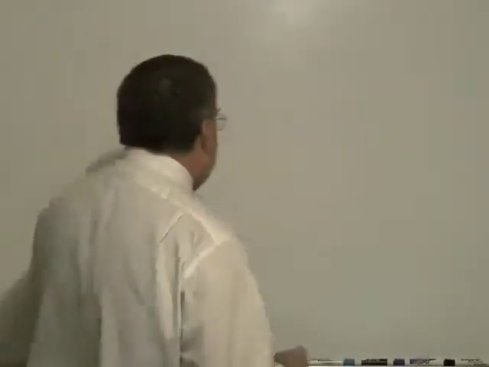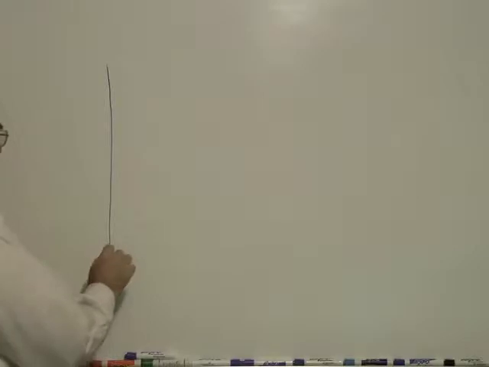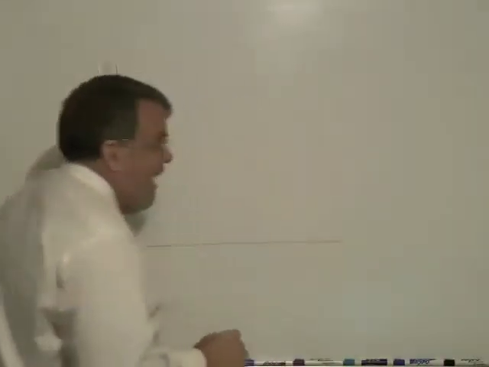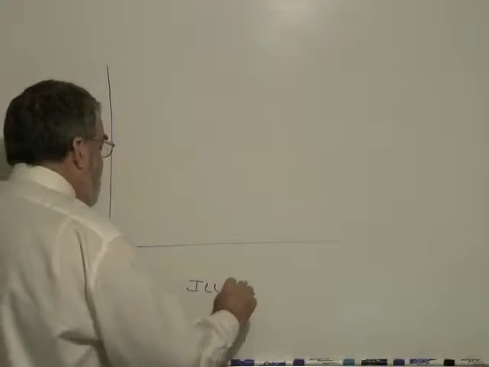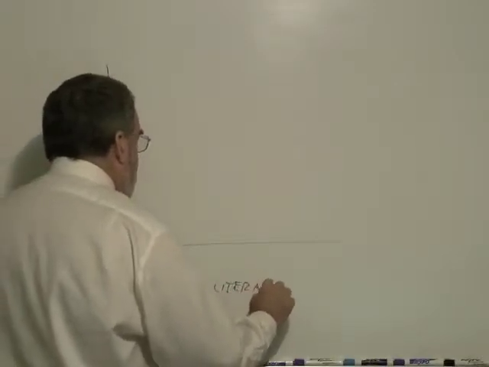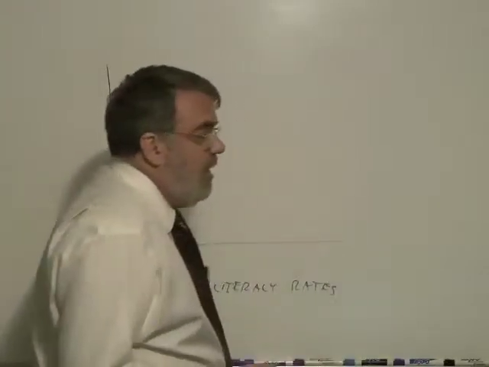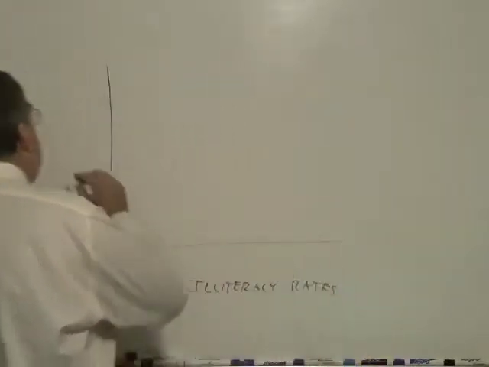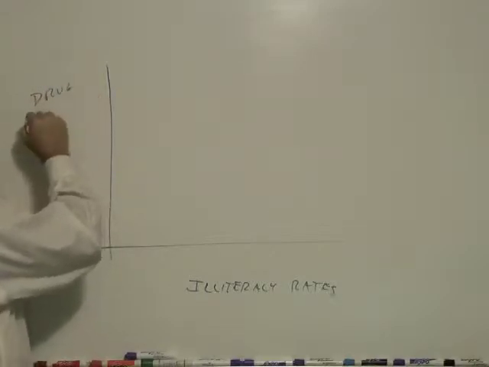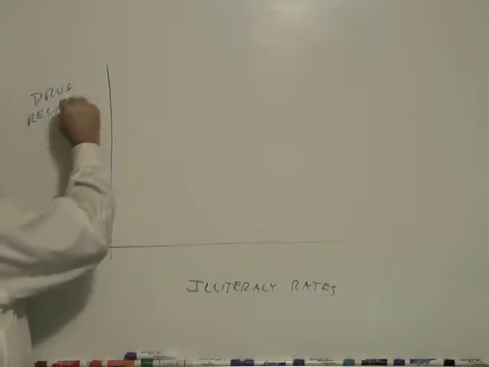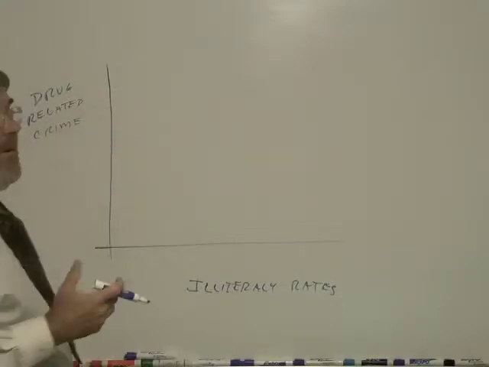Well, I would probably put the illiteracy rates on the independent axis. So let's put illiteracy rates. And drug-related crime goes up here on the dependent axis. Drug-related crime. Does that make sense?